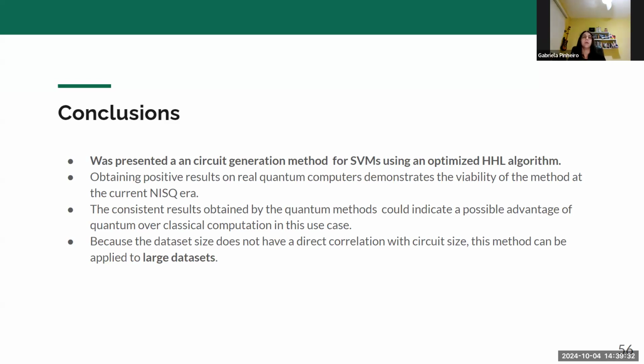And also, the consistent results obtained from the quantum method could indicate a possible advantage of quantum over classical computation in this case, because if you have similar results more efficiently, you can consider this an advantage. And because the data set size does not directly interfere with the circuit size, this method can be applied to large data sets, which is really interesting considering that the majority of quantum machine learning algorithms are not able to be applied to large data sets.